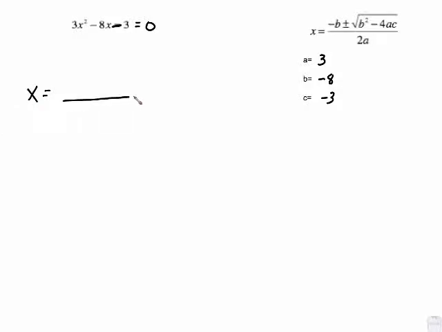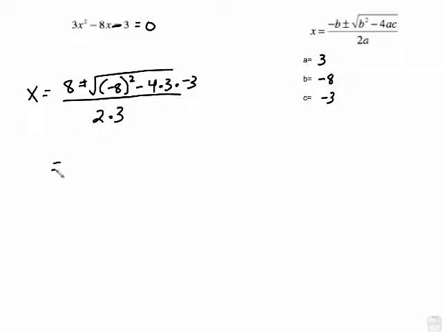X equals negative B, so negative of negative 8 is 8, plus or minus the square root of negative 8 squared. I'm going to put that in parentheses so I get the correct sign there. Minus 4 times A, which is 3, times C, which is negative 3, all over 2 times A, which is 2 times 3, which makes 6. So that's 8, plus or minus the square root of 100, all over 6.